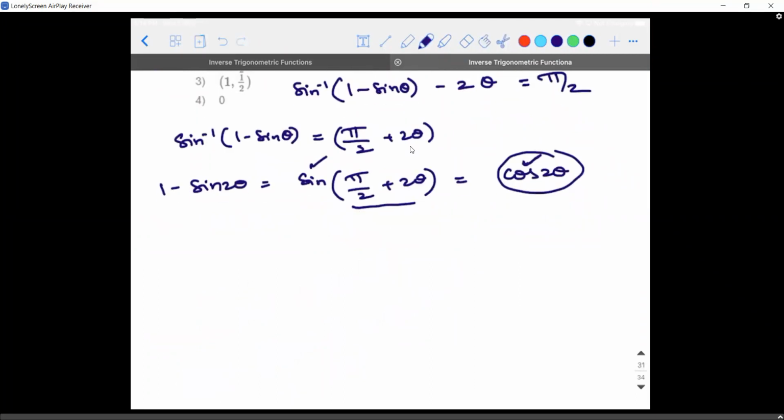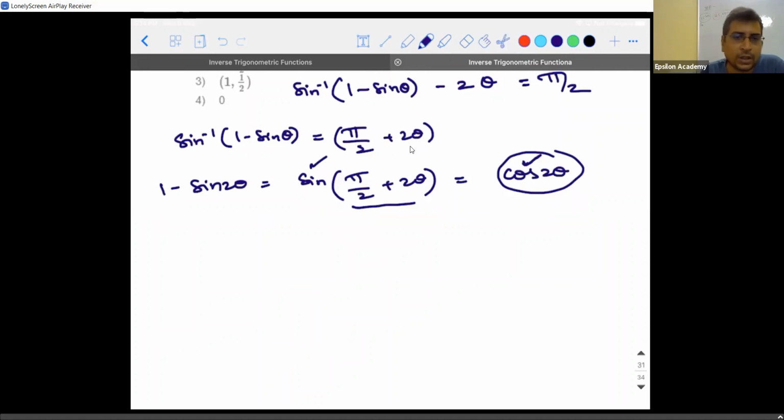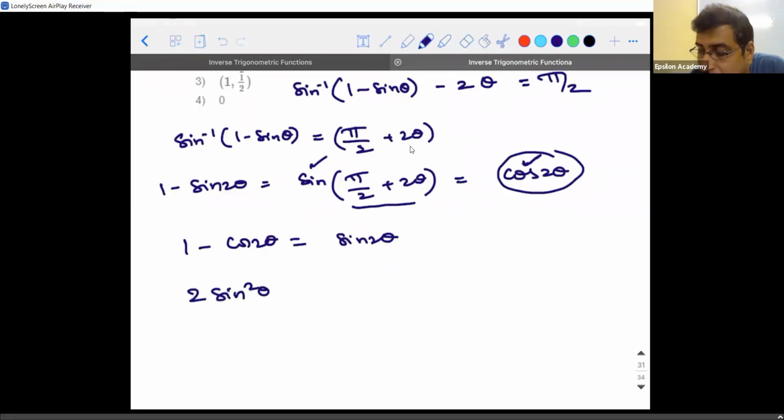So 1 minus sine 2 theta is equal to cos 2 theta. Now it's our job. What can I do? Can I write 1 minus cos 2 theta is equal to sine 2 theta? It's better, right? So 1 minus cos 2 theta is 2 sine square theta is equal to sine 2 theta, which is 2 sine theta cos theta.